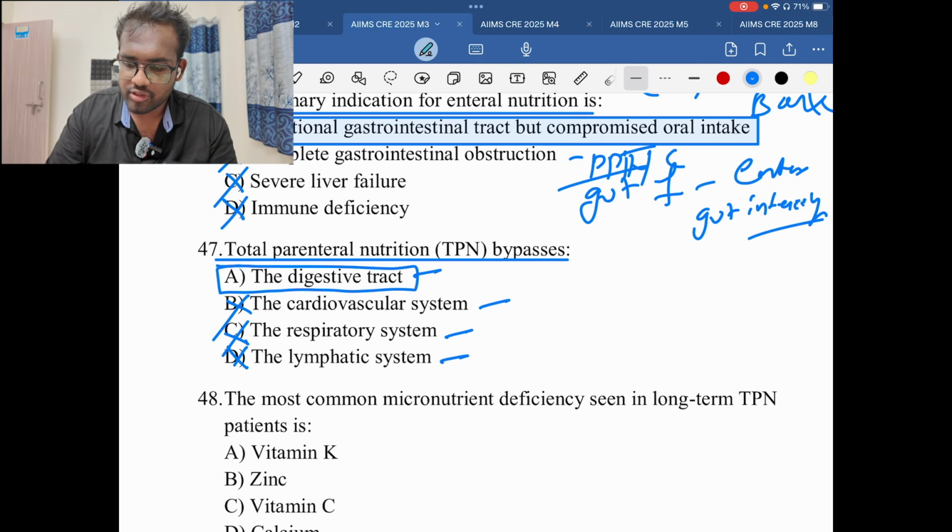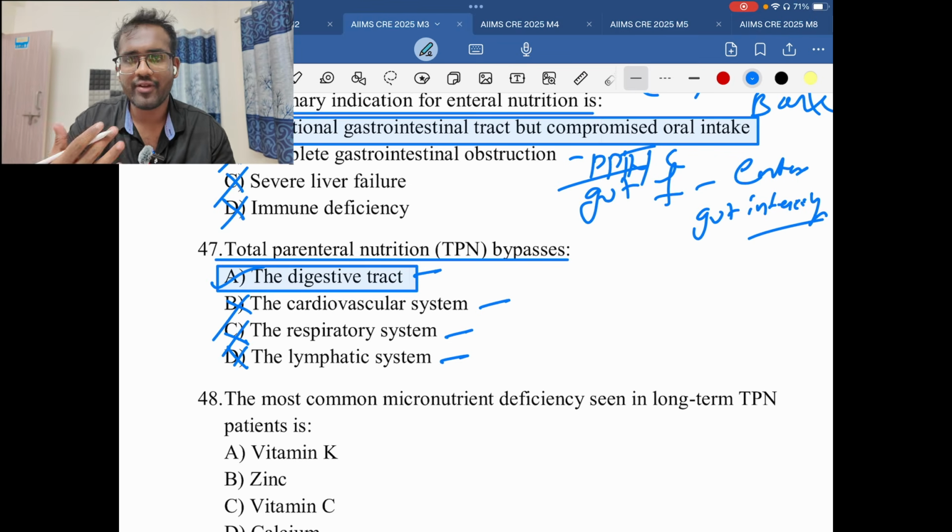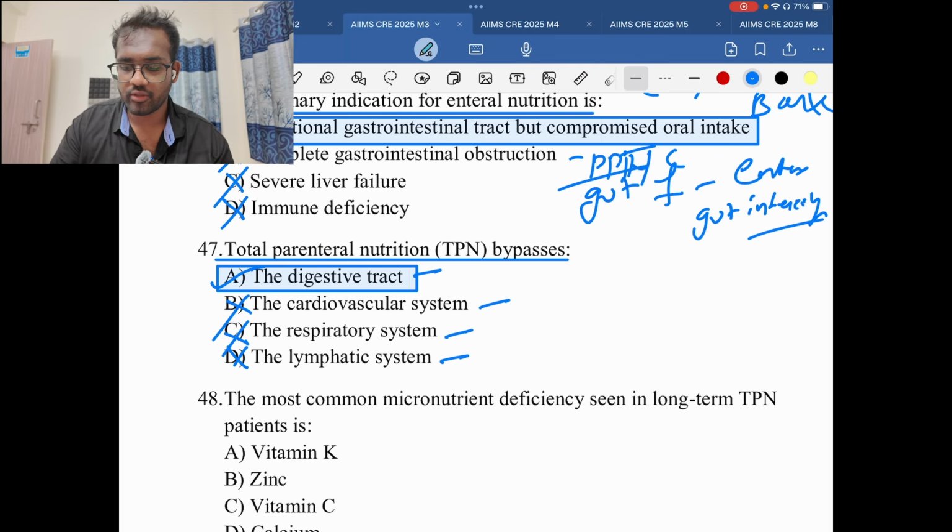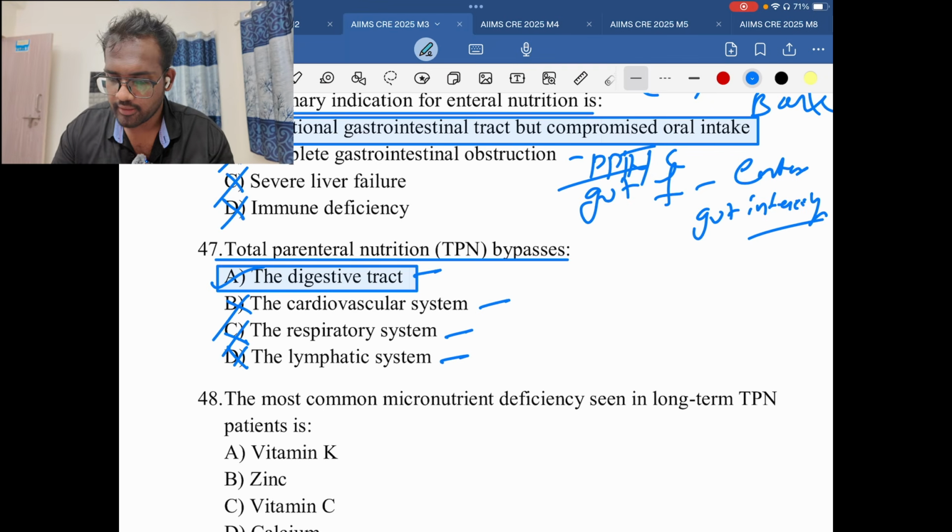They skip the digestive tract, they send the nutrients by the intravenous route in the severely malnourished case or any gastrointestinal obstruction. So always remember that. This is how you need to eliminate the options, then take the answer. Okay.